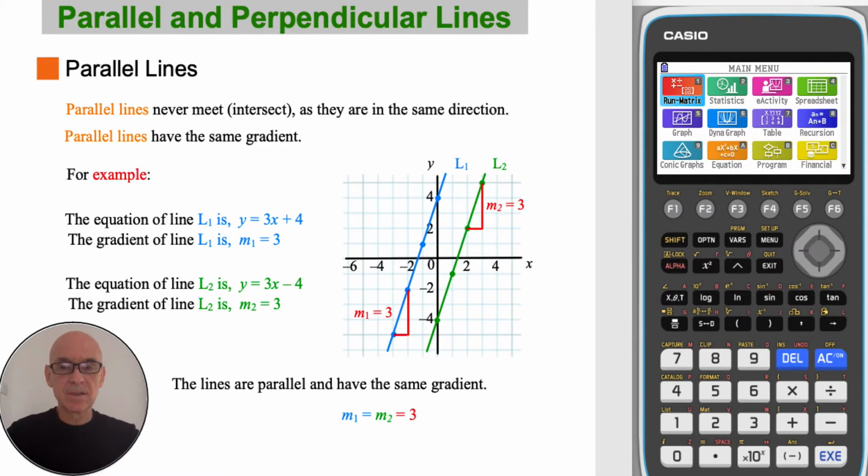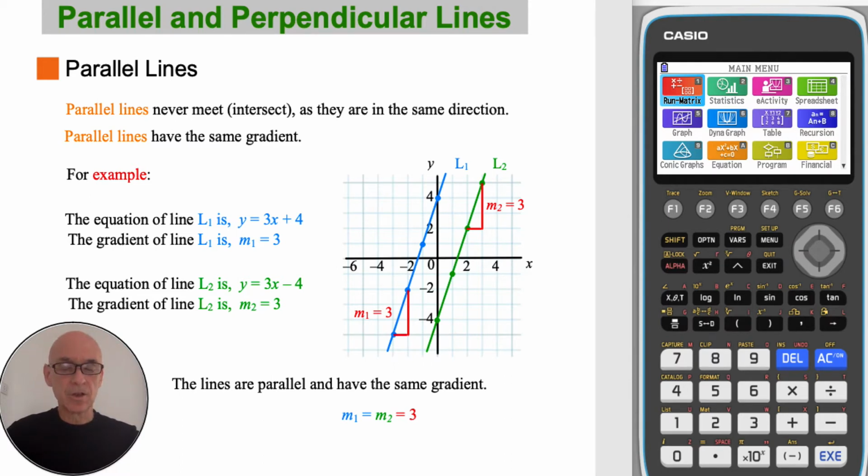Parallel lines never meet or intersect, as they are in the same direction. Parallel lines have the same gradient. In the example shown, the equation of line L1, the blue line, is y equals 3x plus 4. The gradient of this line, denoted m1, is equal to 3, as can be seen on the diagram.